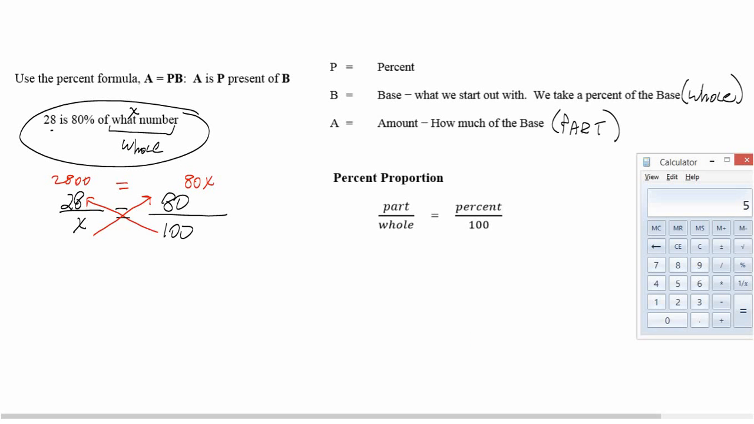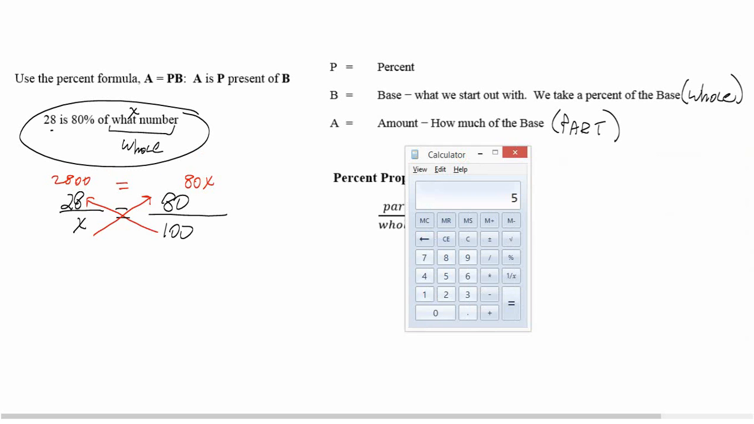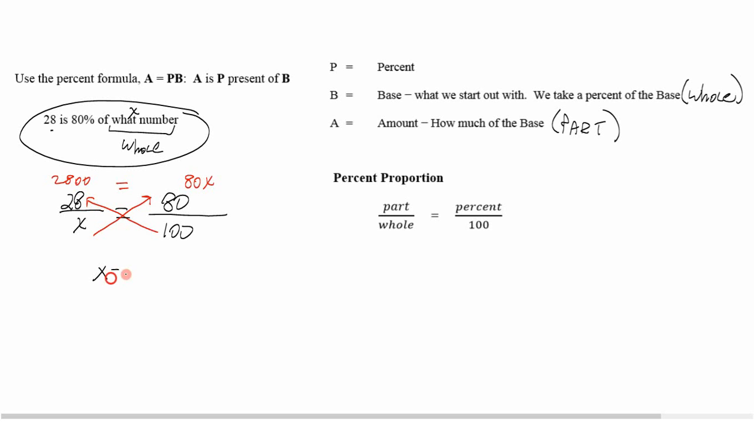And of course, to solve that little guy, 80x equals 2800, I'm just going to divide both sides by 80. So 2800 divided by 80 is 35. So we get x is equal to 35. So 35 is the whole. If we take 80% of 35, we're going to get 28. So imagine this really giant pizza that has 35 slices. If I'm going to take 80% of that, then I'm going to be taking away 28 slices.